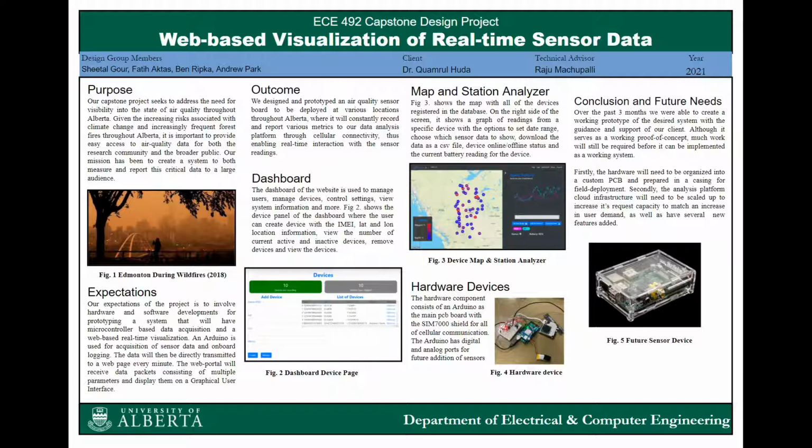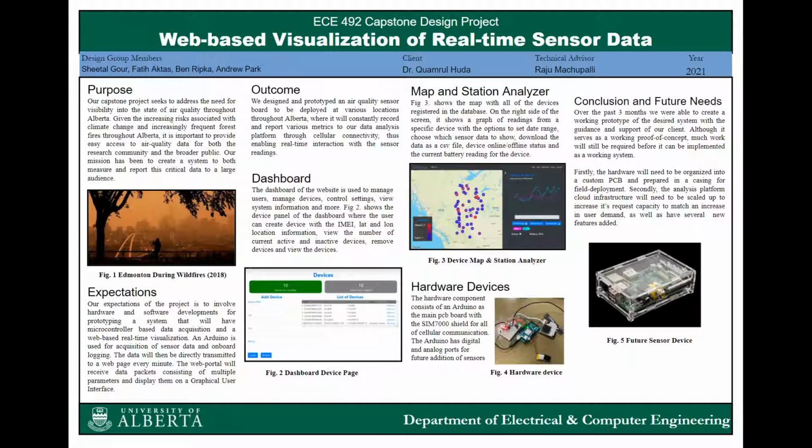To introduce our project, the problem we are trying to solve is to address the need for a researcher to have access to air quality information at a remote location. So these are places anywhere around Alberta or rural places around Edmonton. Our mission has been to create a system to both measure and report this critical data to a large audience.